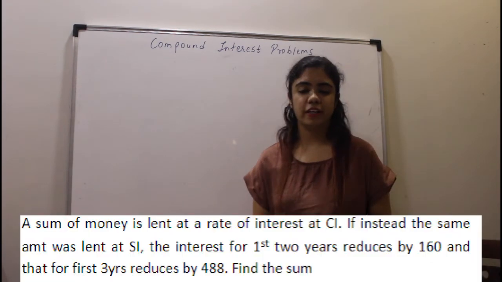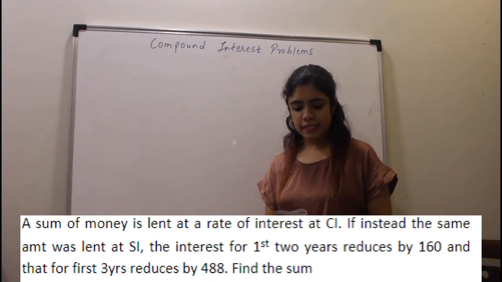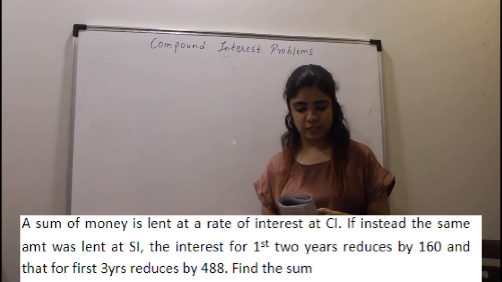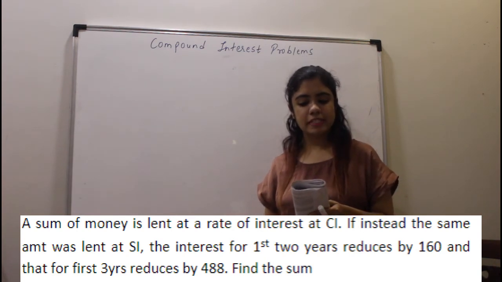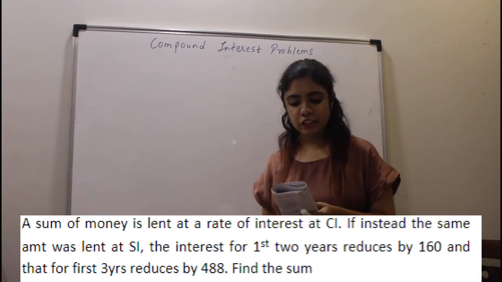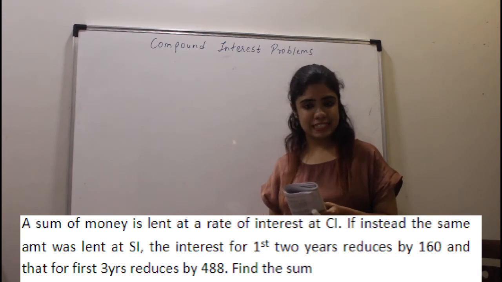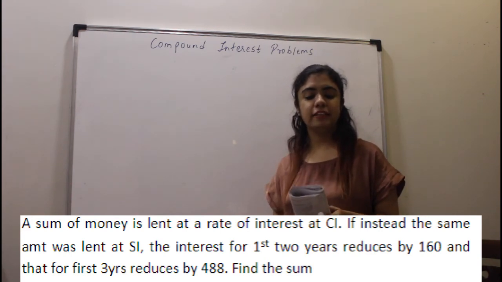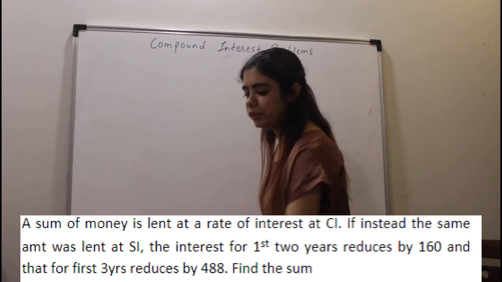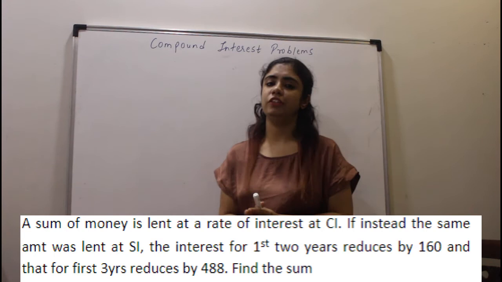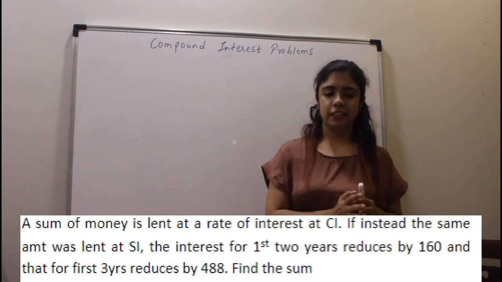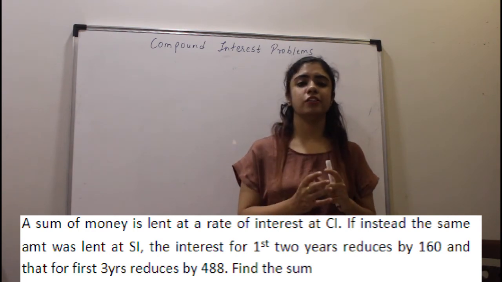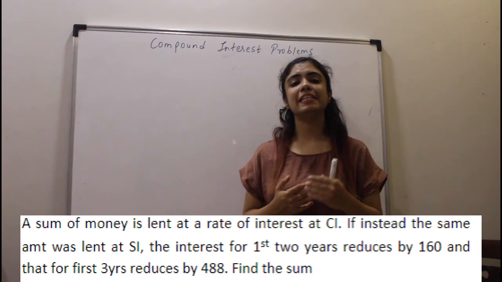Now let's look at one final question. What does it say? It says a sum of money is lent at a certain rate of interest at compound interest. If instead the same amount was lent at simple interest, the interest for the first 2 years reduces by 160. For the first 3 years reduces by 488. Find the sum. Okay? Now they have given some money at compound interest. अगर simple interest पे देते तो first 2 years का difference आ जाता 160, first 3 years का difference आ जाता 488. What is the principle?